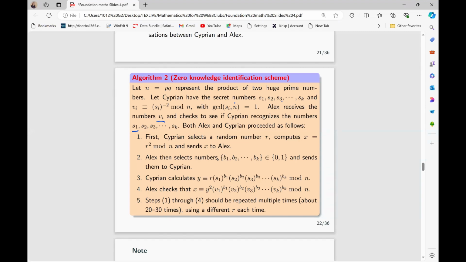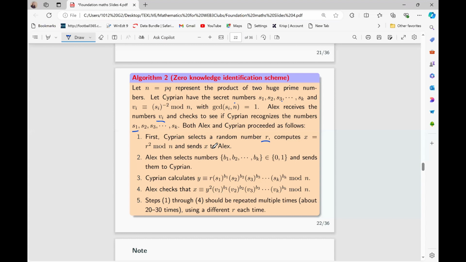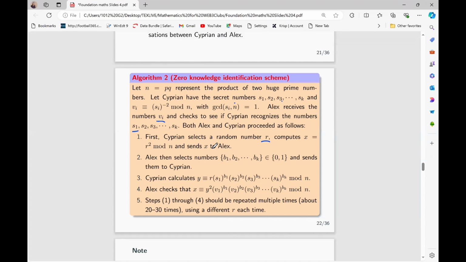So it's now your time to prove. And for you to prove, the first thing you do is choose a random number. As we said yesterday, it is better if it's relatively prime to N. After choosing this random number, slightly differently in this case, compute the square of this random number. Call it X, and send it to Alex.